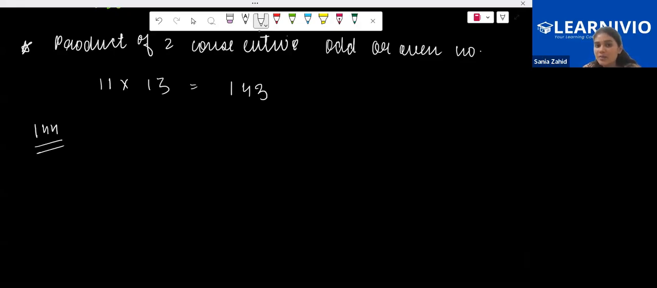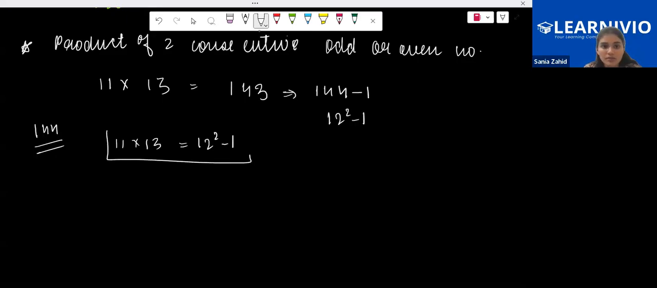So now tell me, can I express 143 as 144? What relation does it have with 144? It is a smaller number, and by what factor? Minus 1. So I can express 143 as 144 minus 1. Now 144 becomes 12 square, so it becomes 12 square minus 1. That means 11 into 13 can be expressed as 12 square minus 1. Right. Let's look at more examples.